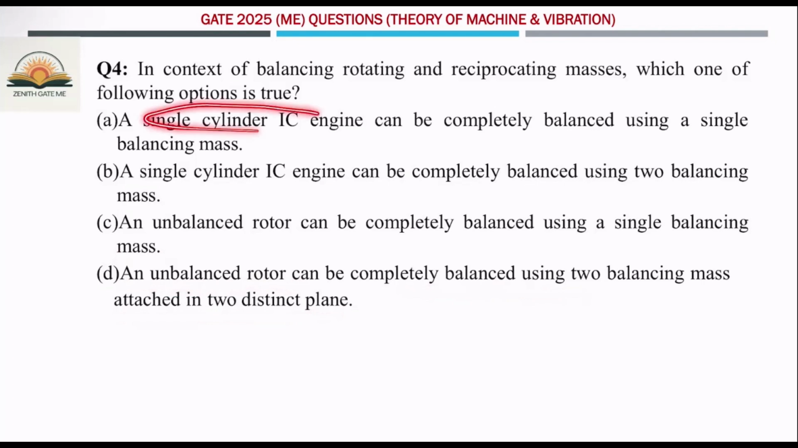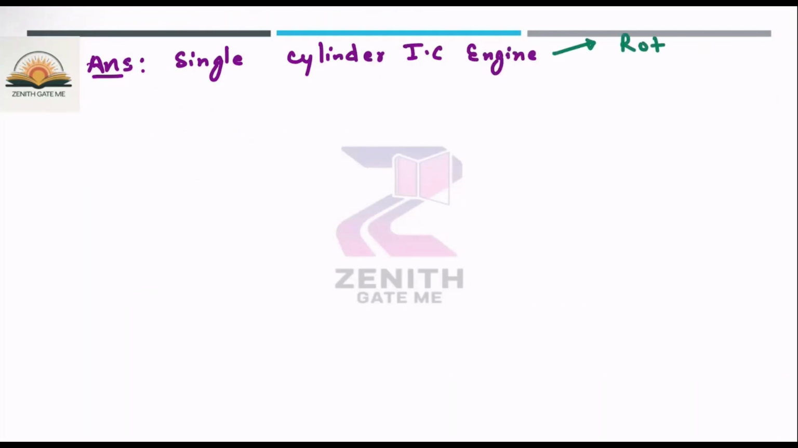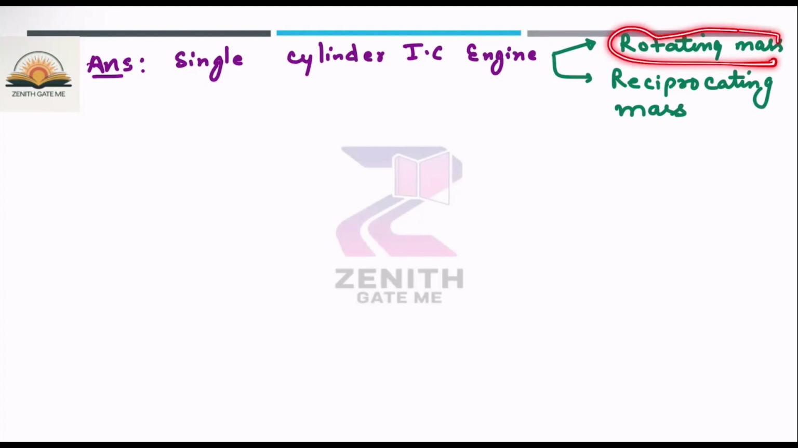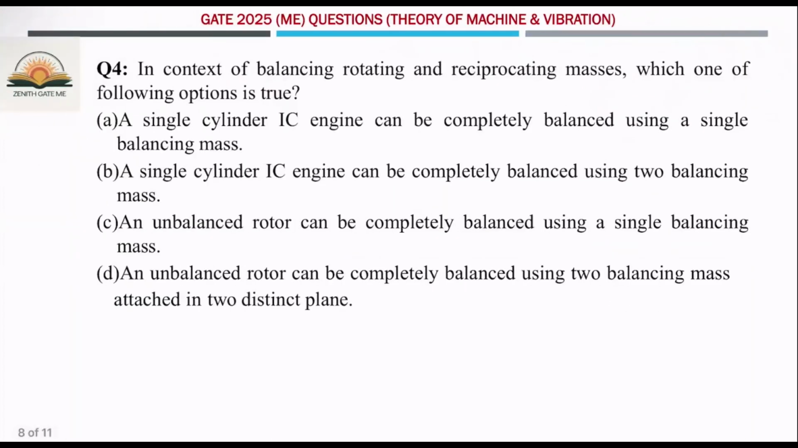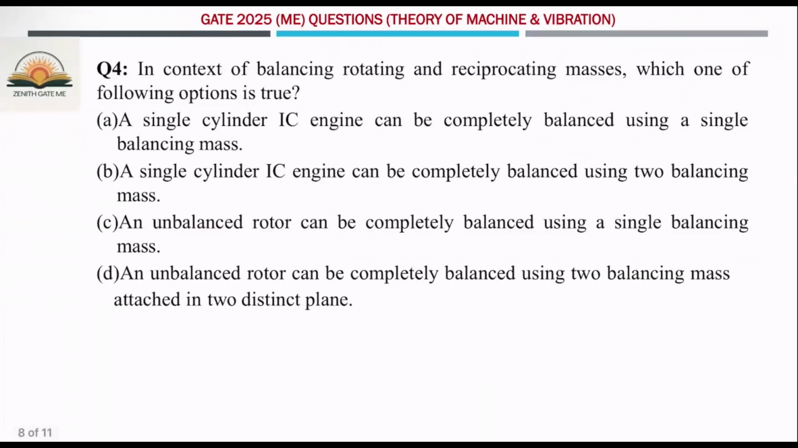So in the context of a single cylinder IC engine, it has two masses. One is the rotating mass and the second one is the reciprocating mass. Okay, so this rotating mass you can balance by a single mass, but the reciprocating mass you cannot balance using a single mass, first of all. Second thing is there is no complete balancing. In the case of reciprocating mass, you can only do partial balancing. Okay, so both of these options will be wrong.